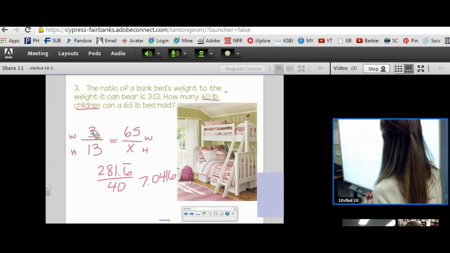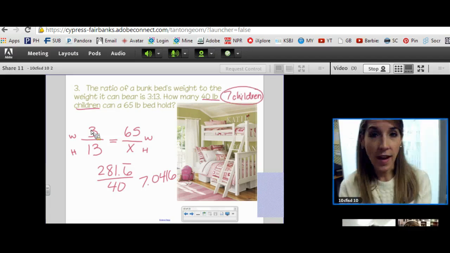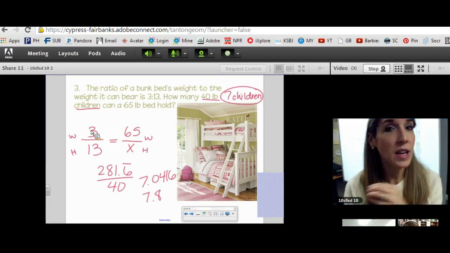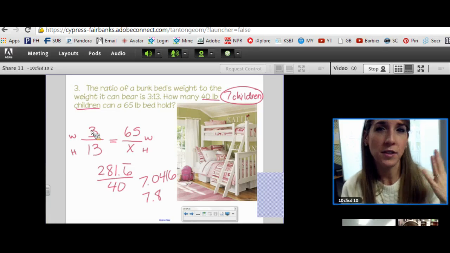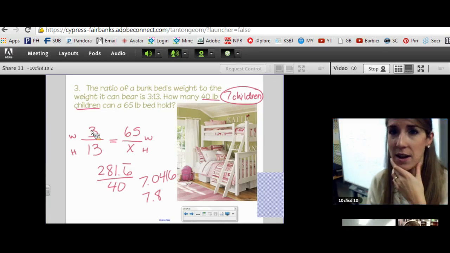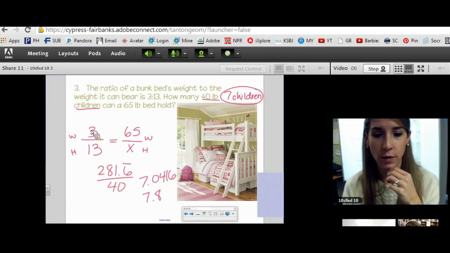But even if our answer, let's pretend our answer would have been 7.8. When we divide it, we get 7.8. You cannot say that 8 kids can fit or it can hold 8 kids. That bunk bed will fall. It will break because you have to round down on a problem like this. This is a real world problem, so you have to make sure you know the context and make sure you never round up, because if you put that 8th kid on there, it's over.